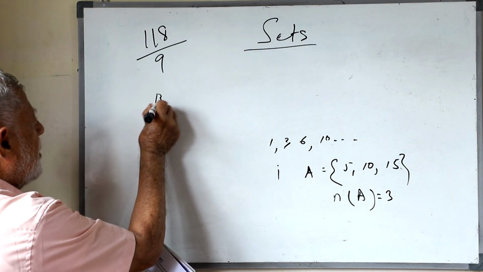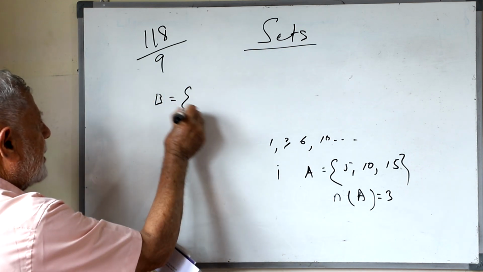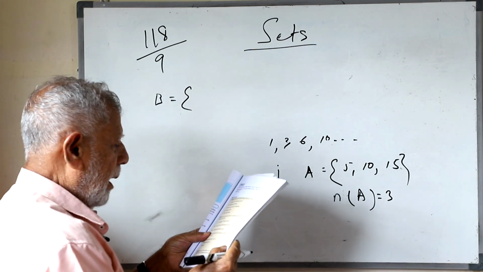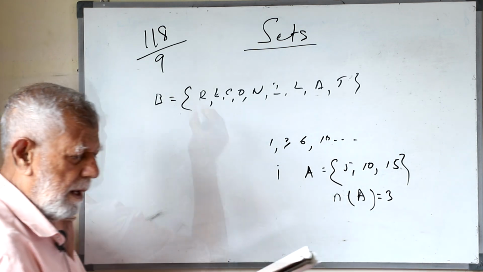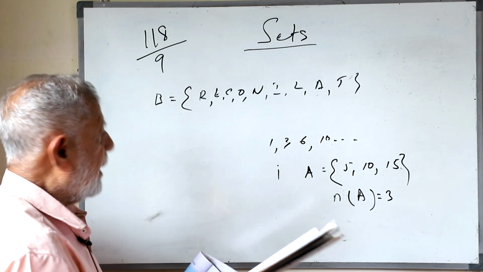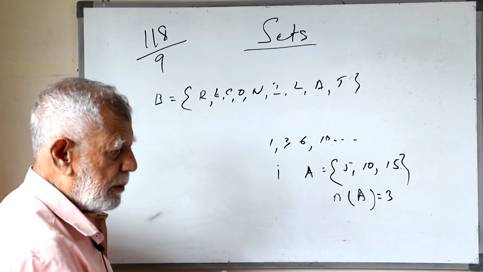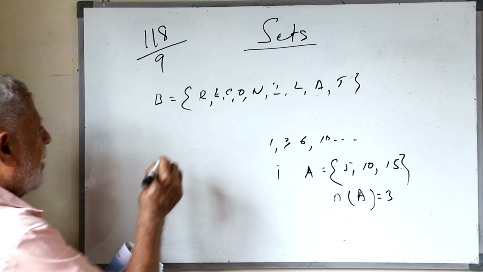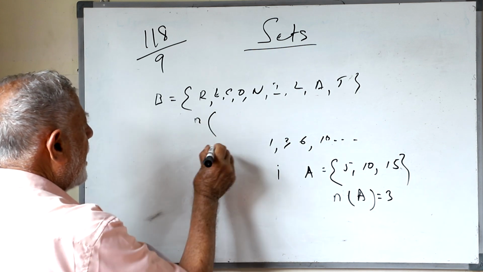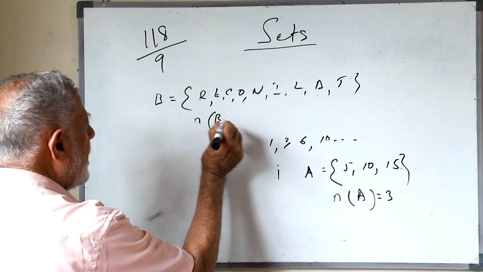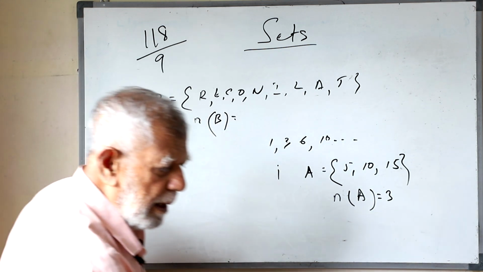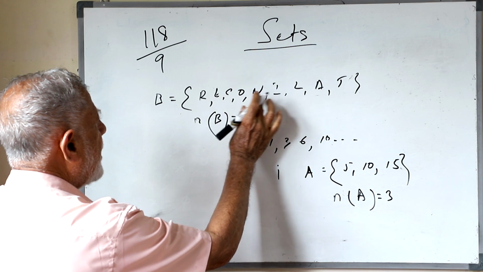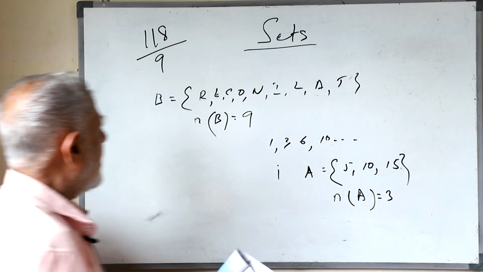So B is equal to, if you write all the distinct letters, R, E, C, O, N, I, L, A, T. So we are writing the elements. These are the elements of that word, and the number of elements, n(B), is equal to 9. 1, 2, 3, 4, 5, 6, 7, 8, 9. So n(B) equals 9.